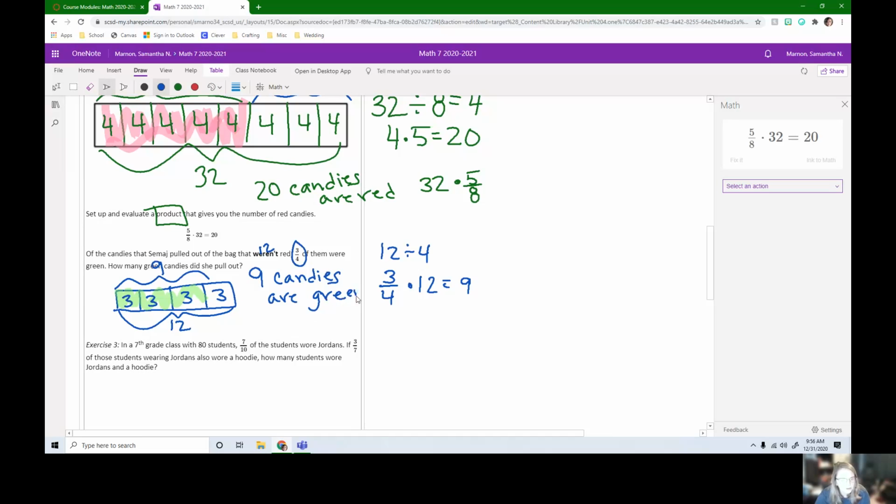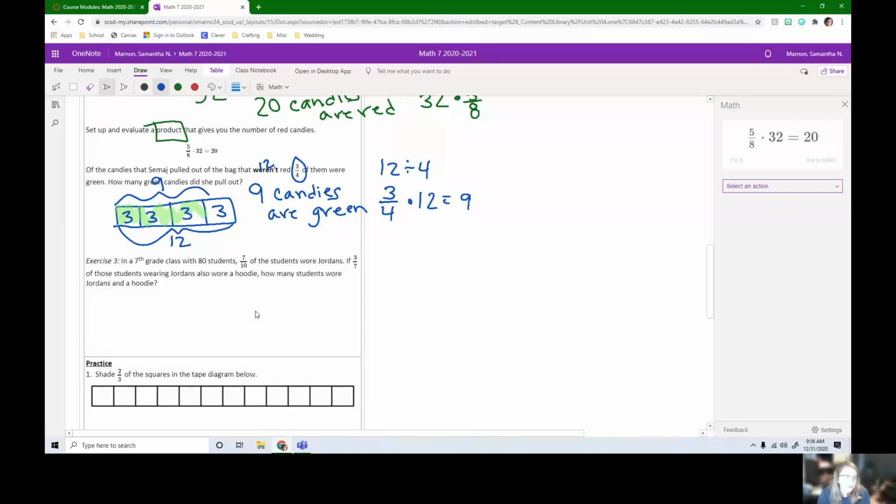So both ways are valid. You can do the tape diagram or you can do the product. We eventually want to be able to do the product because it's faster. But if you need the tape diagram to make sense of the problem and solve it, that's okay too. But just in class, eventually we're going to be working towards just doing this. 3/4 of 12 is 3/4 times 12. We get 9.